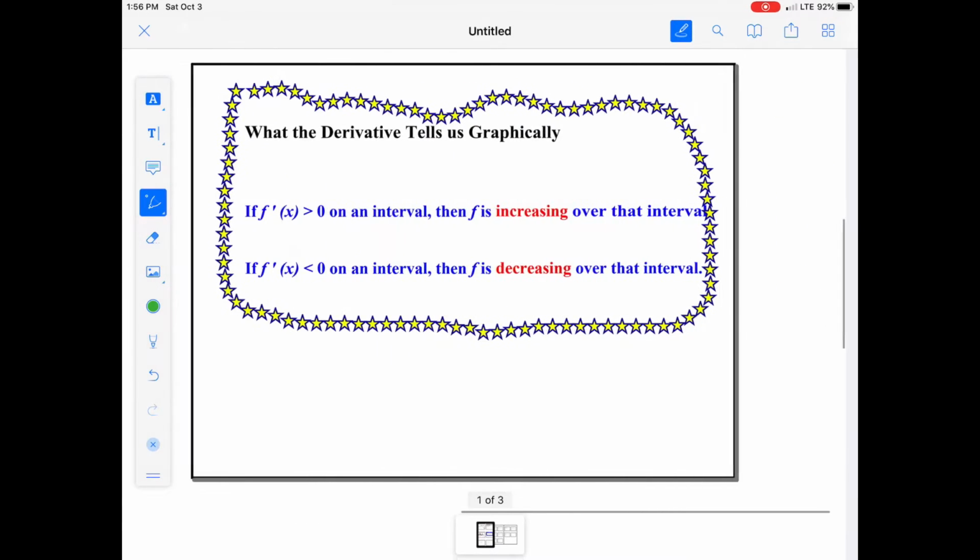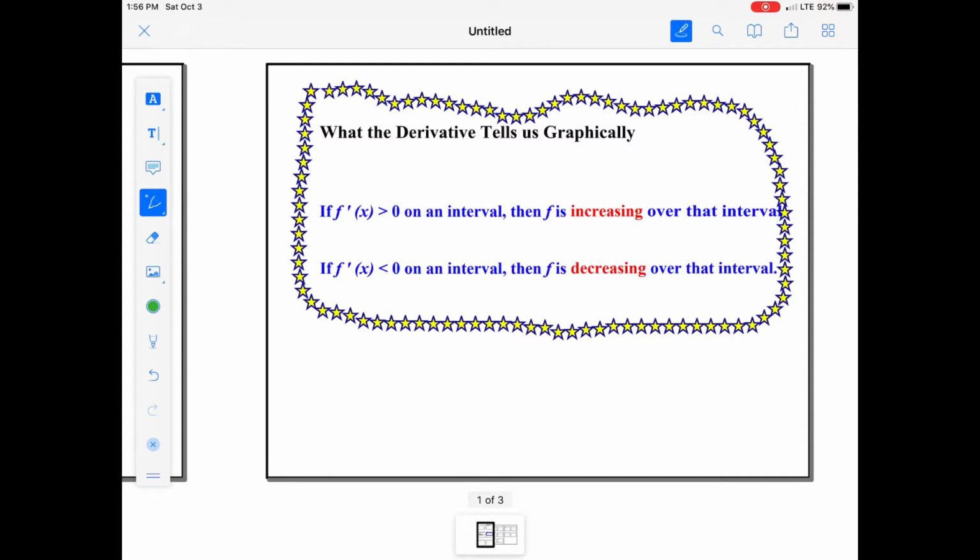So graphically, this is what the derivative tells us with respect to our graph. If my derivative is greater than 0, if my derivative is positive, my function is increasing. And if my derivative is negative over a specific interval, then I know that my function must be decreasing.